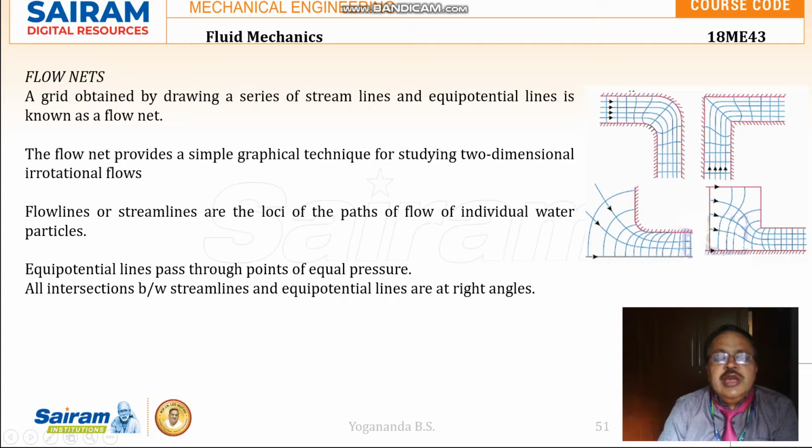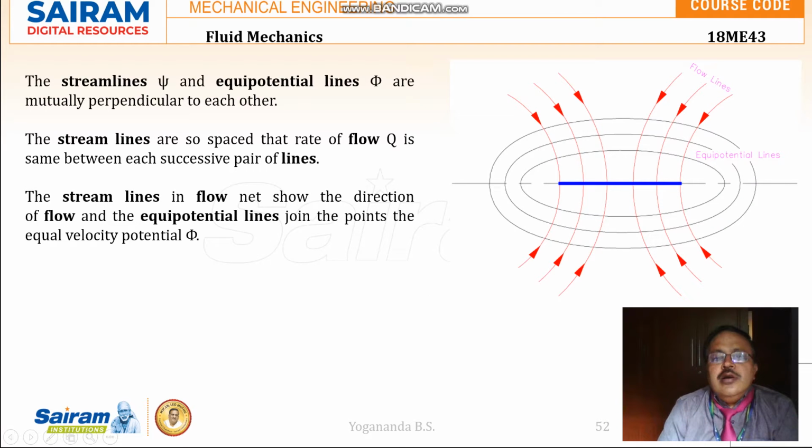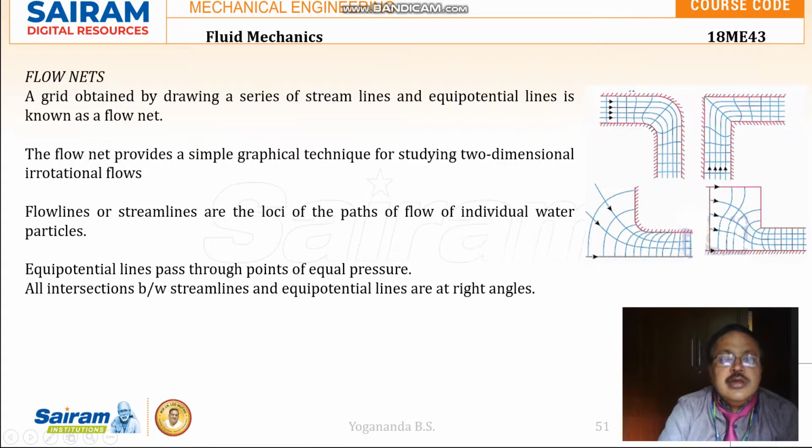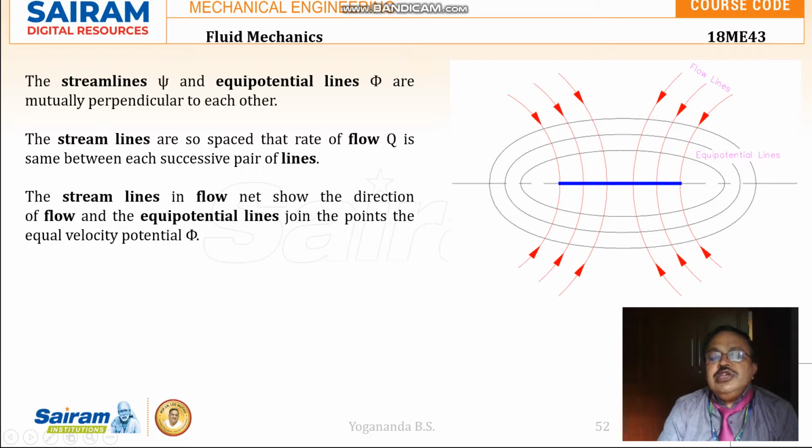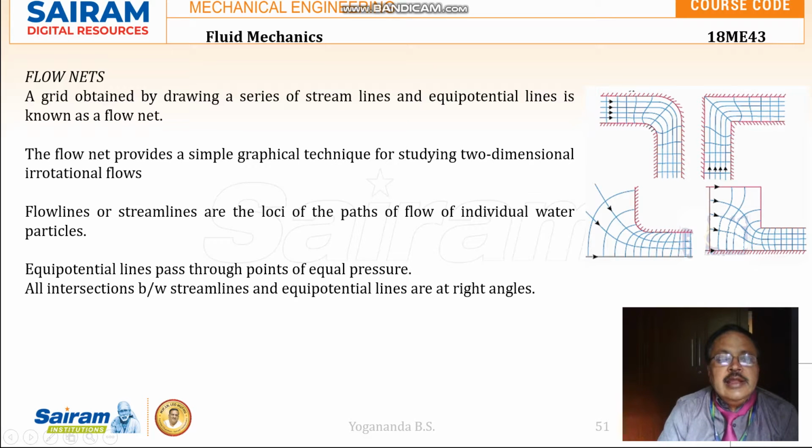Equipotential lines are the lines passing through points of equal pressure. These oval shaped curves are equipotential lines. Now we can see that the equipotential lines and flow lines are intersecting at right angles. All intersections between streamlines and equipotential lines are at right angles.